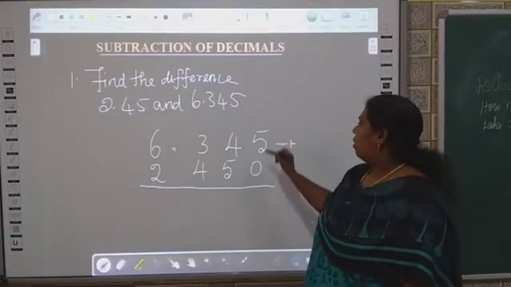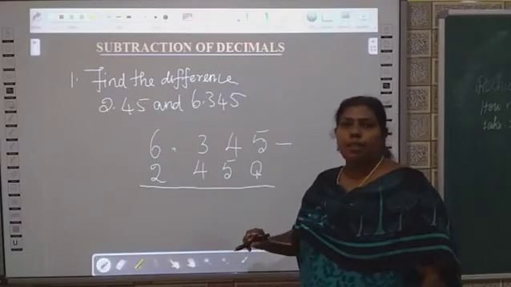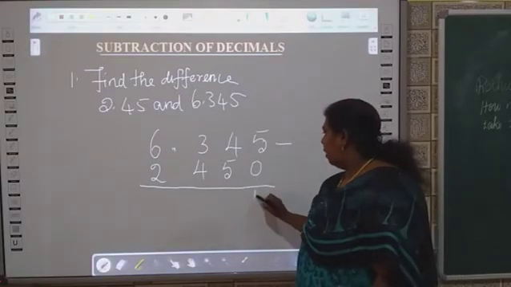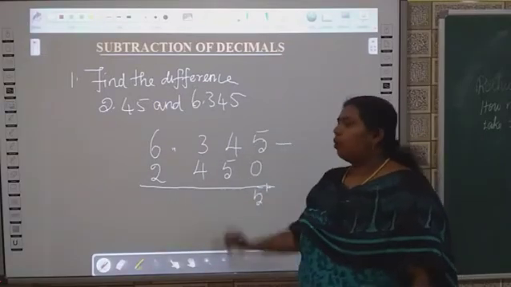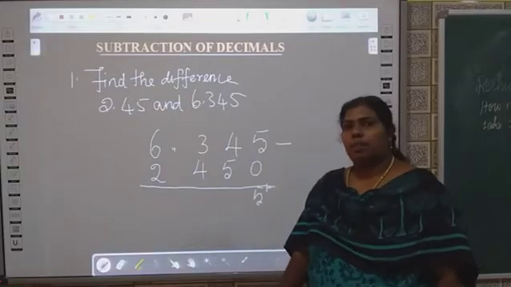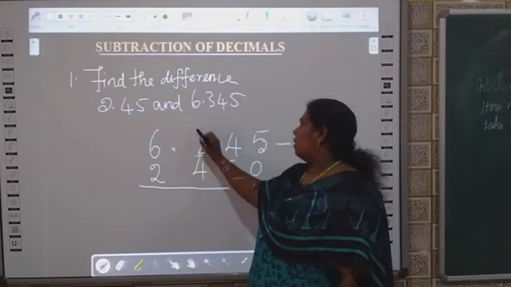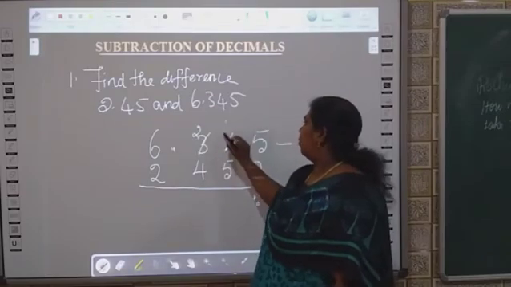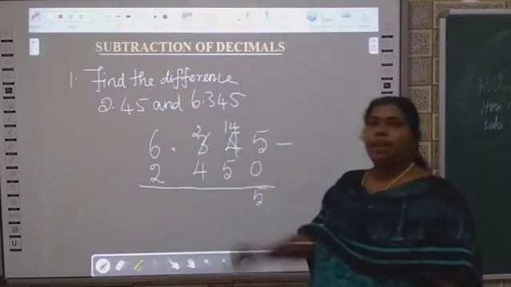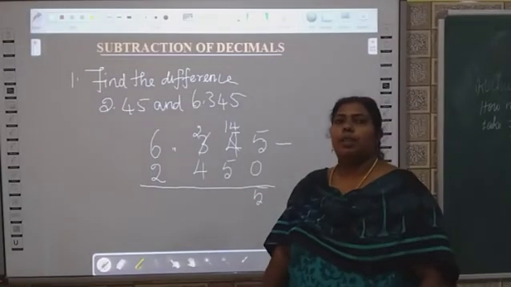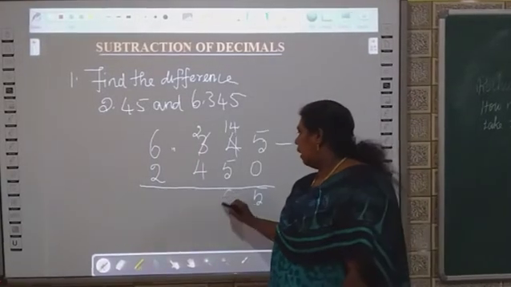Subtract it now. 5 minus 0 is 5 only. Next 4 minus 5. 4 minus 5 is possible? No. What we have to do? We have to borrow from here. So it is here 2, but here 14. 14 minus 5. What is the answer? It's 9.